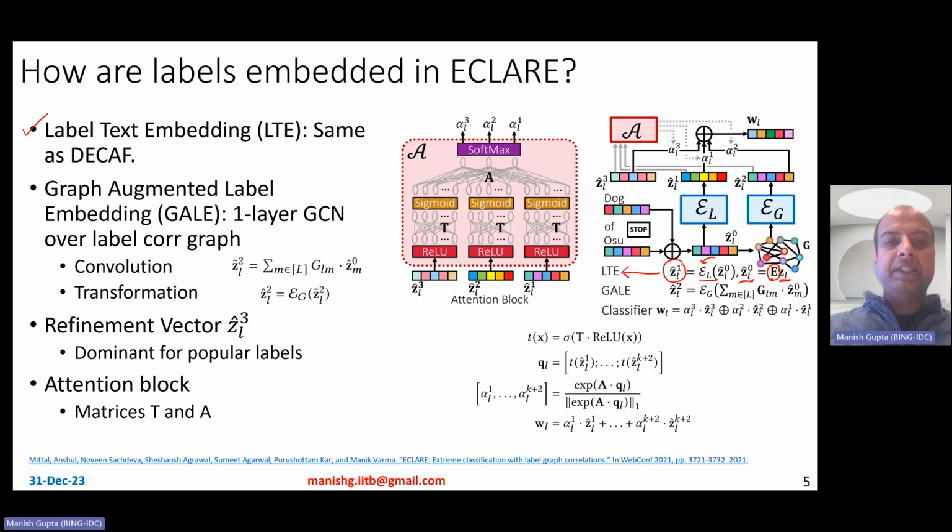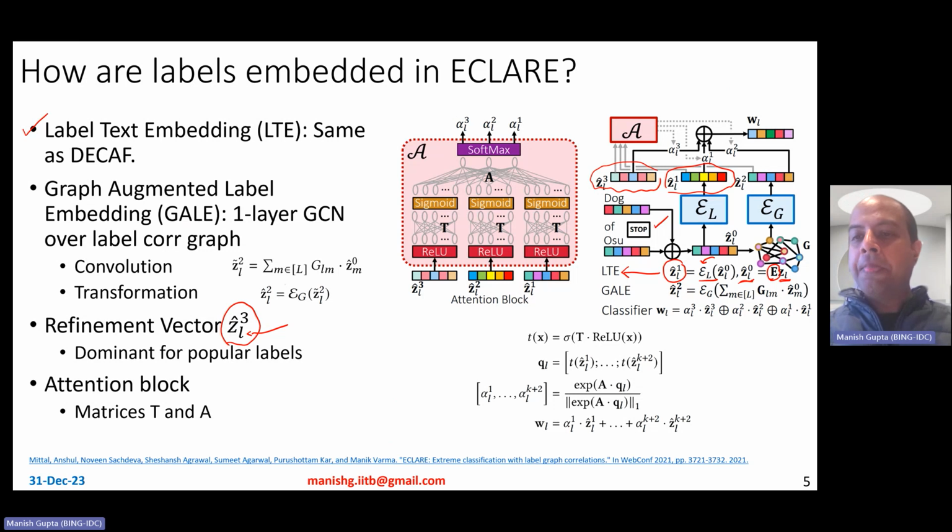Let me first talk about the third representation because that's easier. Just like DECAF does, they also have a refinement vector ZL3, which is randomly initialized and learned while training. Of course, the refinement vectors are per label, so that's your ZL3, which is shown here. It's not obtained from anything specifically, just randomly initialized. Your ZL1 is obtained using your label text, where of course you ignore the stop words.